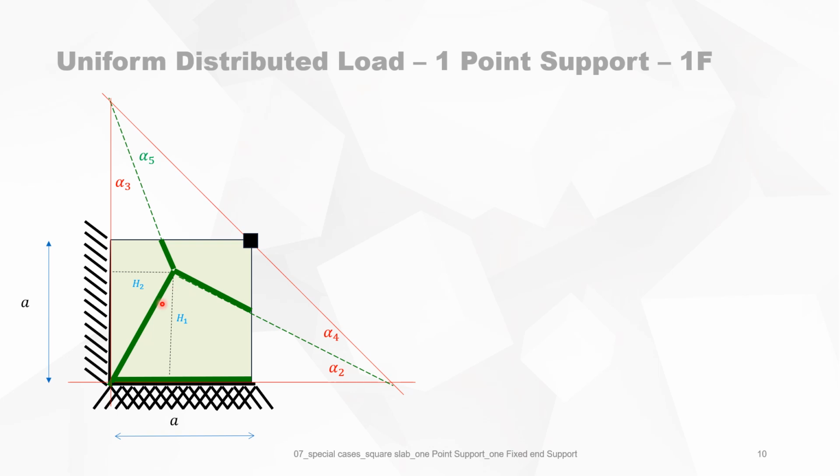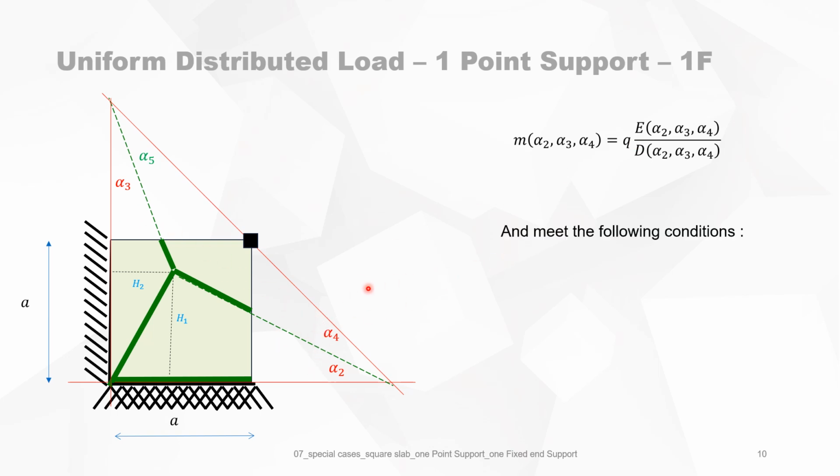Now, for the bending moment, we need to maximize this in function of those three parameters. But not every combination of alpha 2, 3, and 4 is valid. So it must meet conditions, and the condition is that H1, of course, must be smaller than A, so it means that this point cannot be outside. So this point must be inside the slab, which is logical. And H2, the same thing, this point cannot be outside the slab, so H2 must be smaller than A. So those are the conditions.